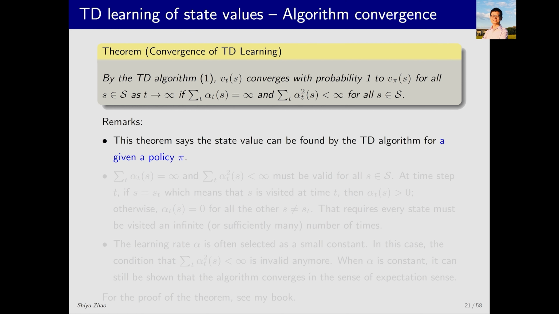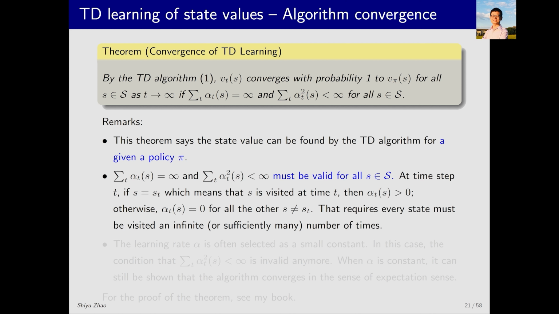Based on this theorem, let's highlight a few points. First, what does this theorem actually say? It says that the state value estimate will converge to the true state value. Thus, the TD algorithm essentially performs policy evaluation for a given policy. How do we improve this policy to find the optimal policy? The ultimate goal of reinforcement learning is to find the optimal policy. Later, we will introduce how to combine policy evaluation with policy improvement to achieve this.